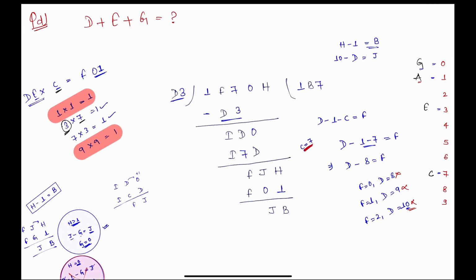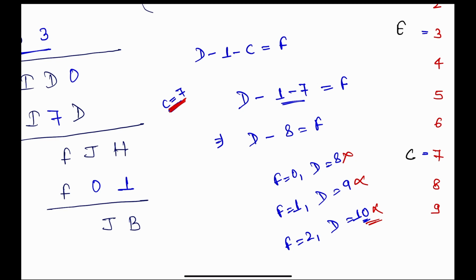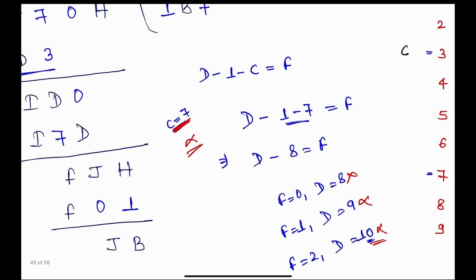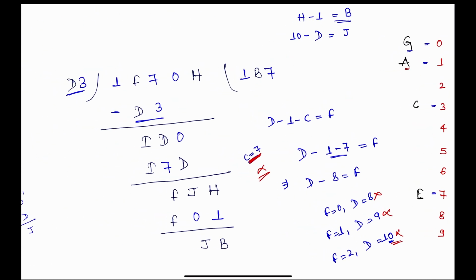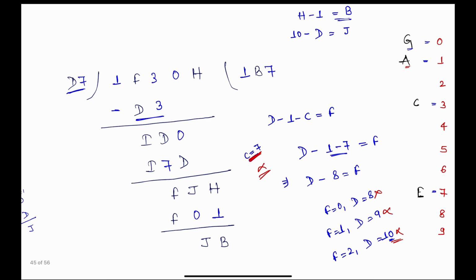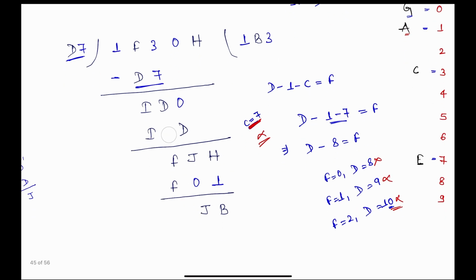Our C is how much? No, C is not 7 now. Sorry, my mistake. This is what I was saying, that C cannot be 7. No possibility is helping. So C will be 3. Only possible is C will be 3 and E will be 7. Sorry, my bad. So wherever I have kept 3, I need to replace it with 7, and wherever 7, with 3. Great.